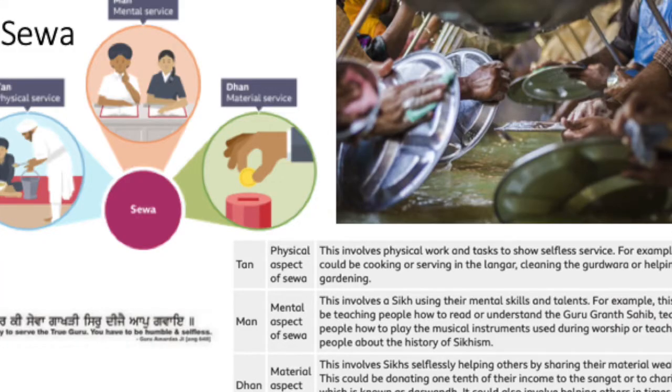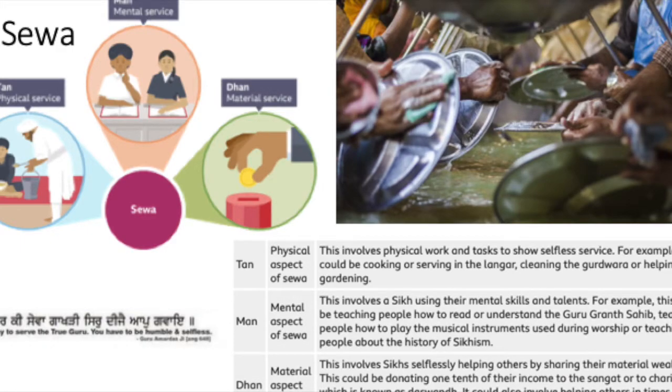Right, we'll look at seva now. There we go. Three types of seva: Tan, Man, and Dan. Okay, so if you can remember your rhyming, you'll be all right. So there's physical service, there's mental service and there's material service. This is stolen directly, so you're aware, from BBC Bitesize.